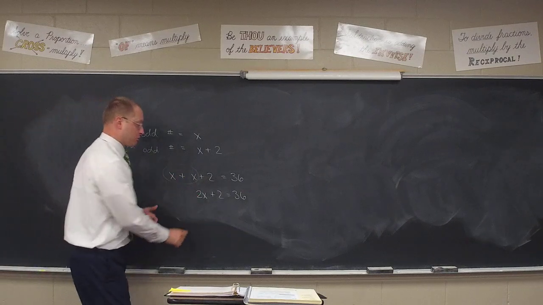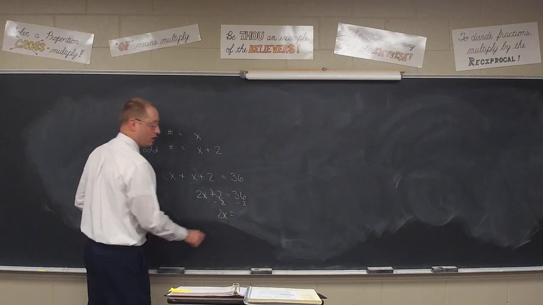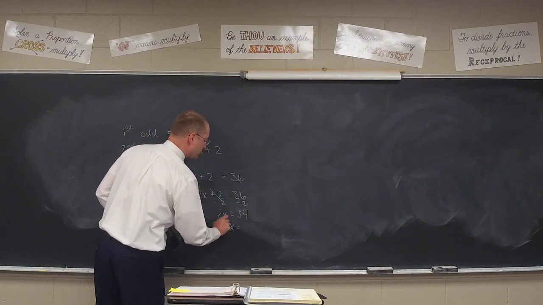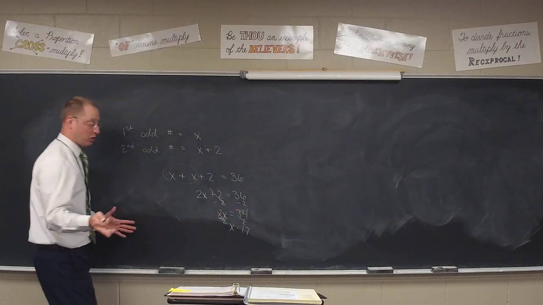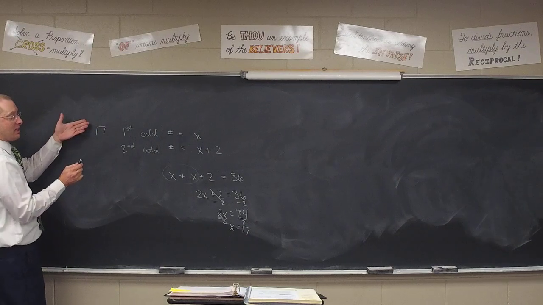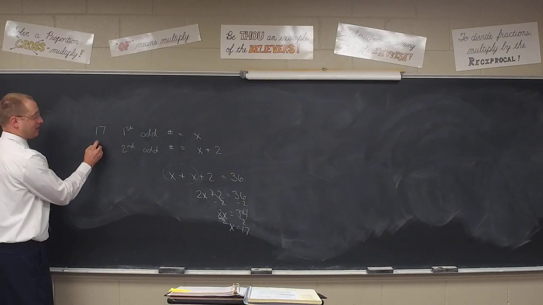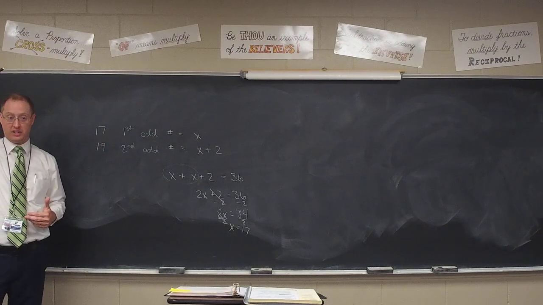At this point, we need to subtract away the 2 or put a negative 2 on both sides. That'll give us 2X, class, equals 34. And then when we divide away this 2 right here, we're going to get X is equal to 17. So it worked out correctly that the first odd number really was odd. It's 17. The next odd number is going to be 2 greater, class. 19. And how many had 17 and 19 as your 2 odd numbers?